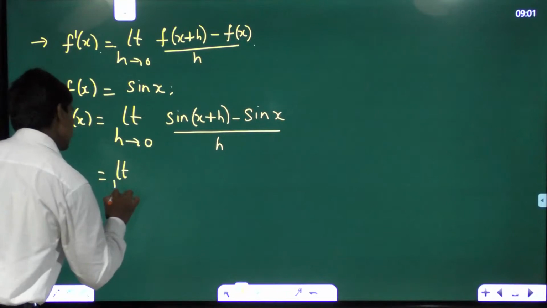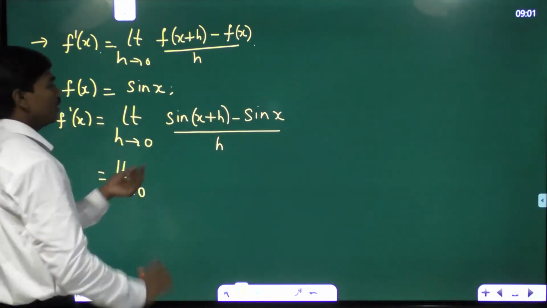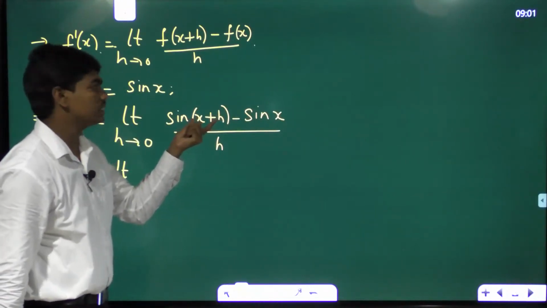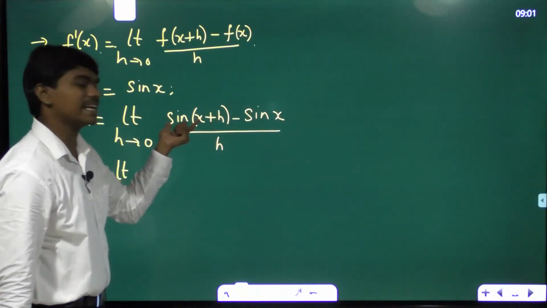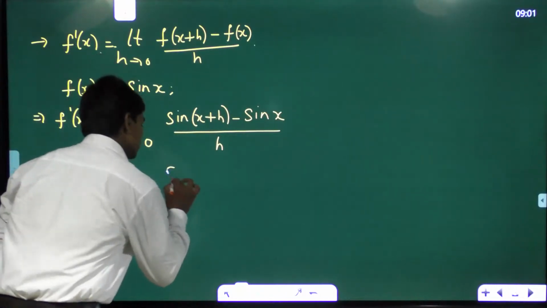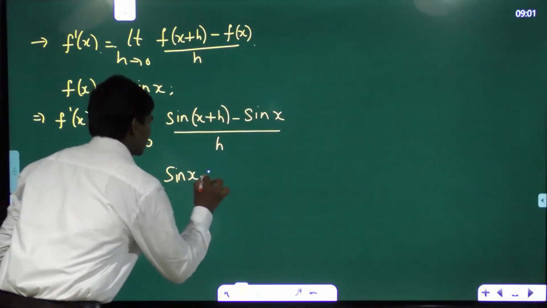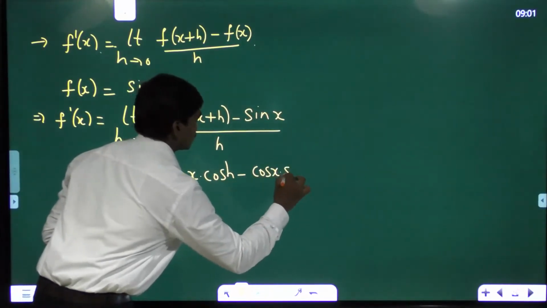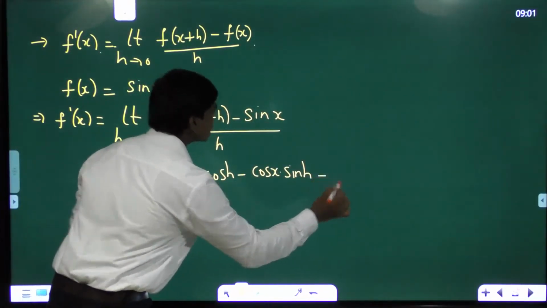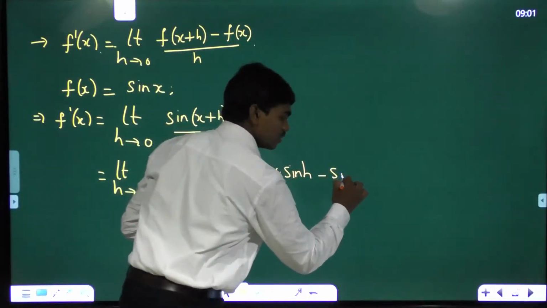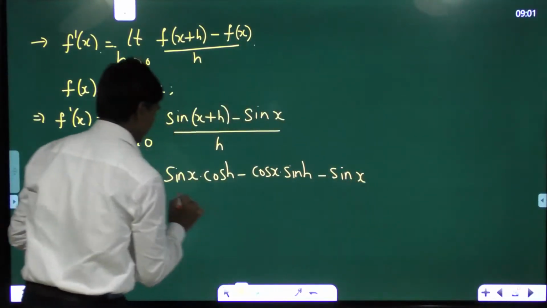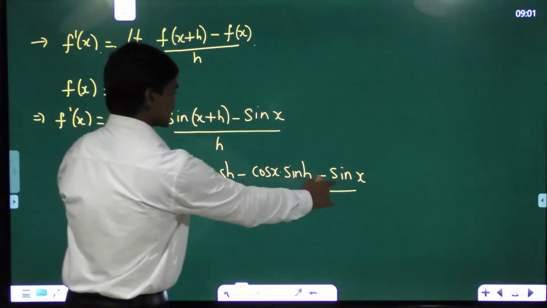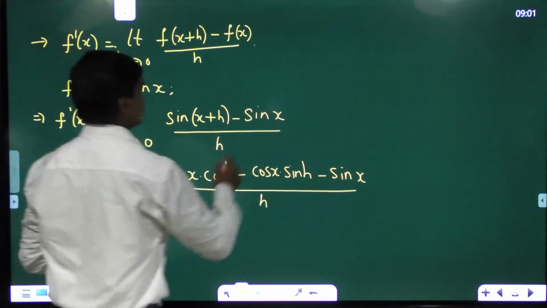limit h tends to 0. Now, what is the sin(a plus b) formula? From your compound angles in trigonometry, what's the formula for sin(x plus h)? Sin x cos h plus cos x sin h, minus this sin x that stays here, divided by h. Correct?